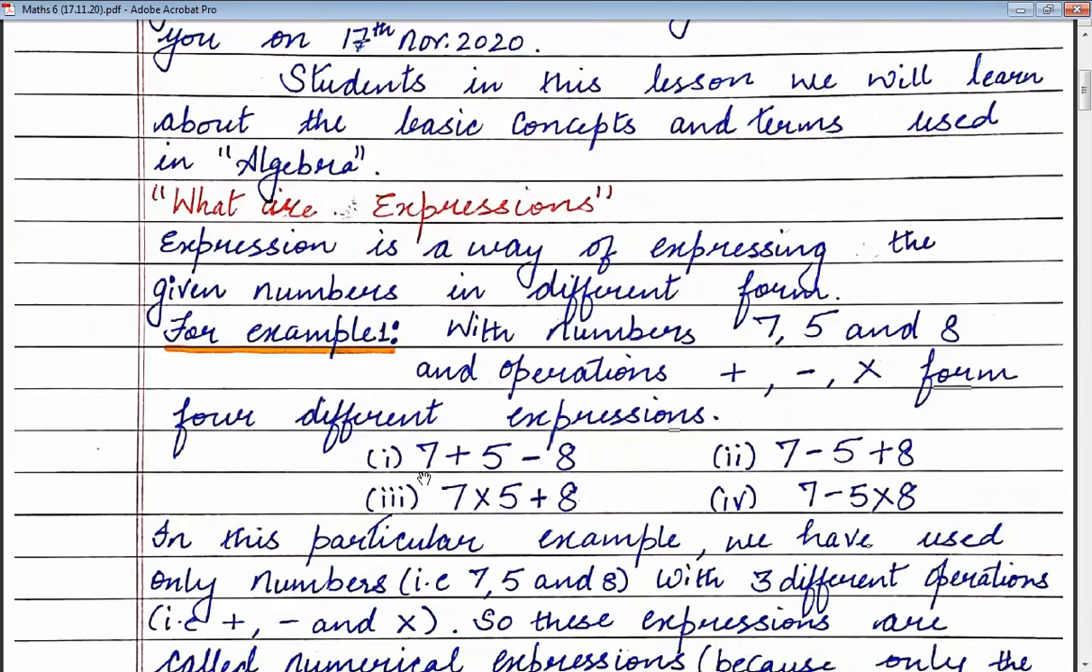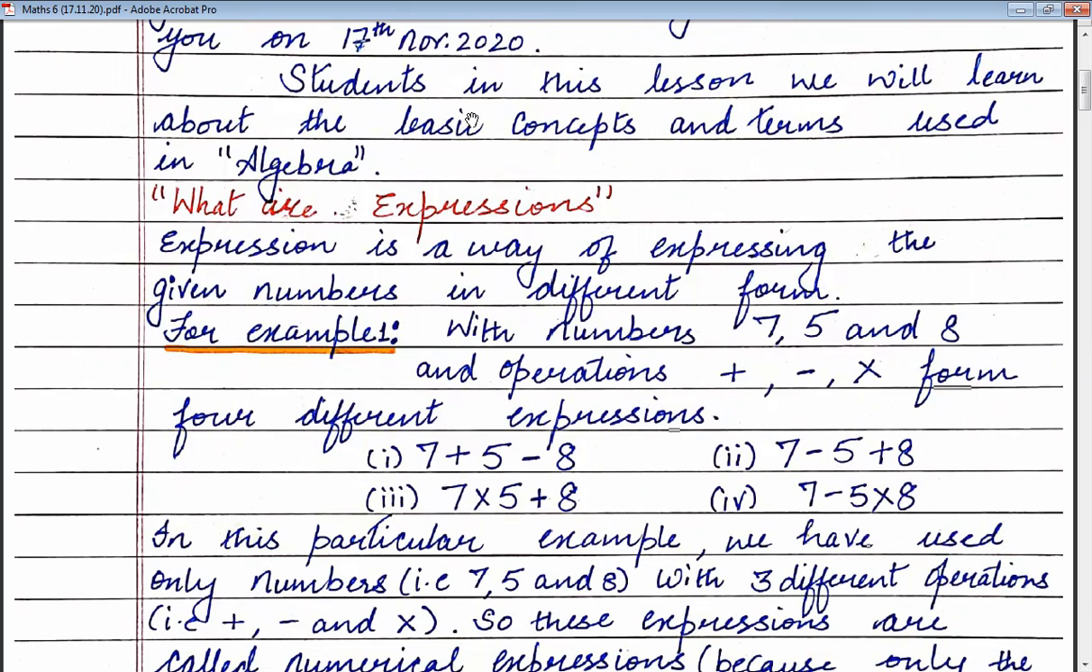We have four expressions, that is 7 plus 5 minus 8. Next one, 7 minus 5 plus 8. Third one, 7 multiply 5 plus 8. And the last one, 7 minus 5 multiply 8. Children, even you can think of many expressions.